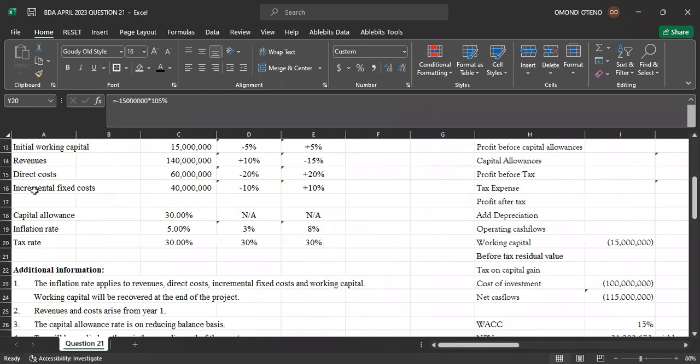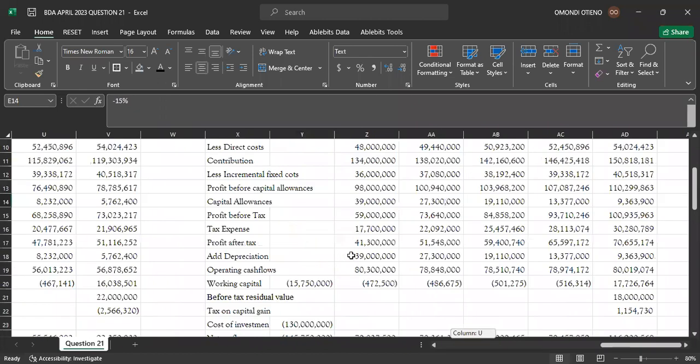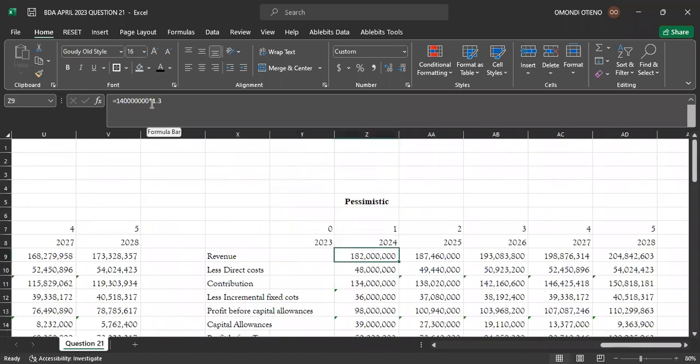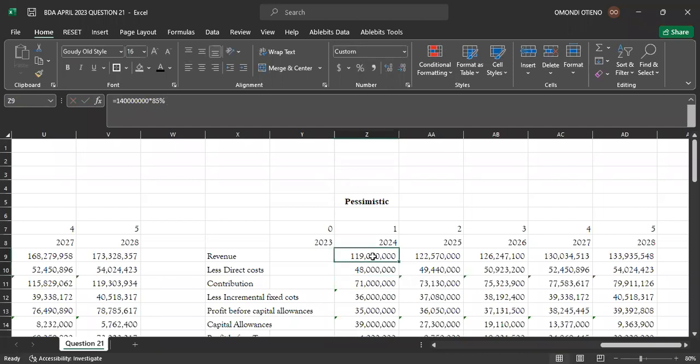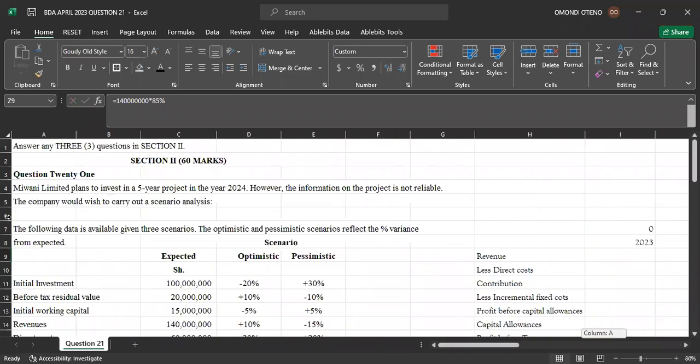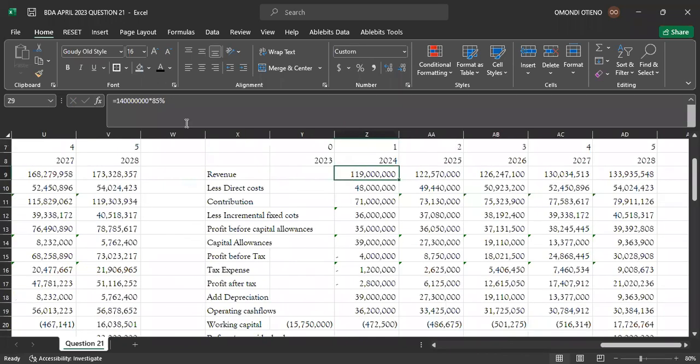Then we have revenues will reduce by 15%. So the revenue in this year will reduce by 15%. That means it's going to be 0.4 times 85%. Then after revenue, what are they telling us? Direct cost will increase by 20%. So direct cost here will increase by 20%. That is 120%.